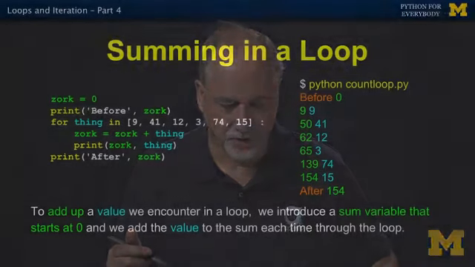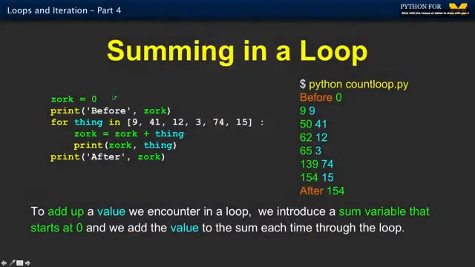So that's counting. The next thing we're going to do is total up a series of values. In this case, we're going to total them up, which makes a little more sense now. We're going to have another variable, Zork. I would probably call this total. During the loop, it'll be the running total, and at the end of the loop, it will be the total. So total equals 0 before, that's the running total of what we've seen.